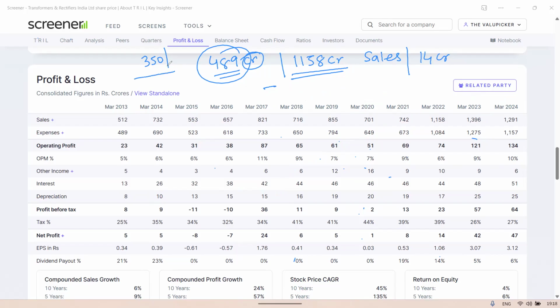So 350 here reserve I have, 489 here I'm asking, and you are getting a sales of 1158. The company's sales is in uptrend. Quarterly profit was also in uptrend. Everything was uptrend, and I'm getting a deal at a net profit of 14 here. Now I'm getting a cashback straight away.